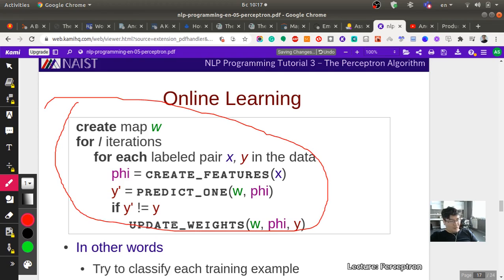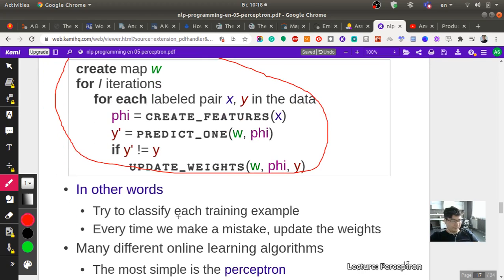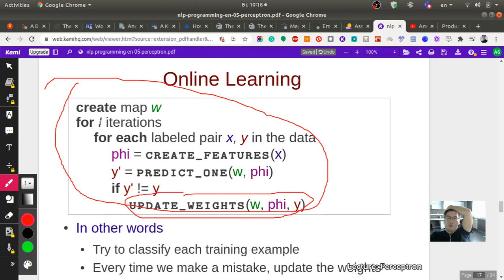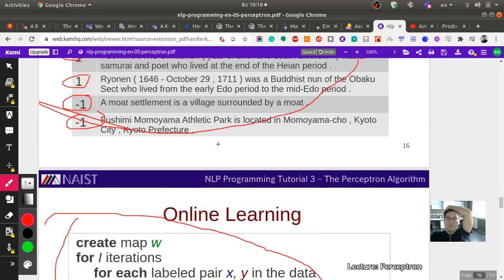So here you see update weights. What does it mean? In the beginning you try to randomly set some weights, and then you create the map W. We can, for example, set it randomly, or put 0 or 1, or something like this. And then while you learn, you give iterations, you give all of this data to your computer.